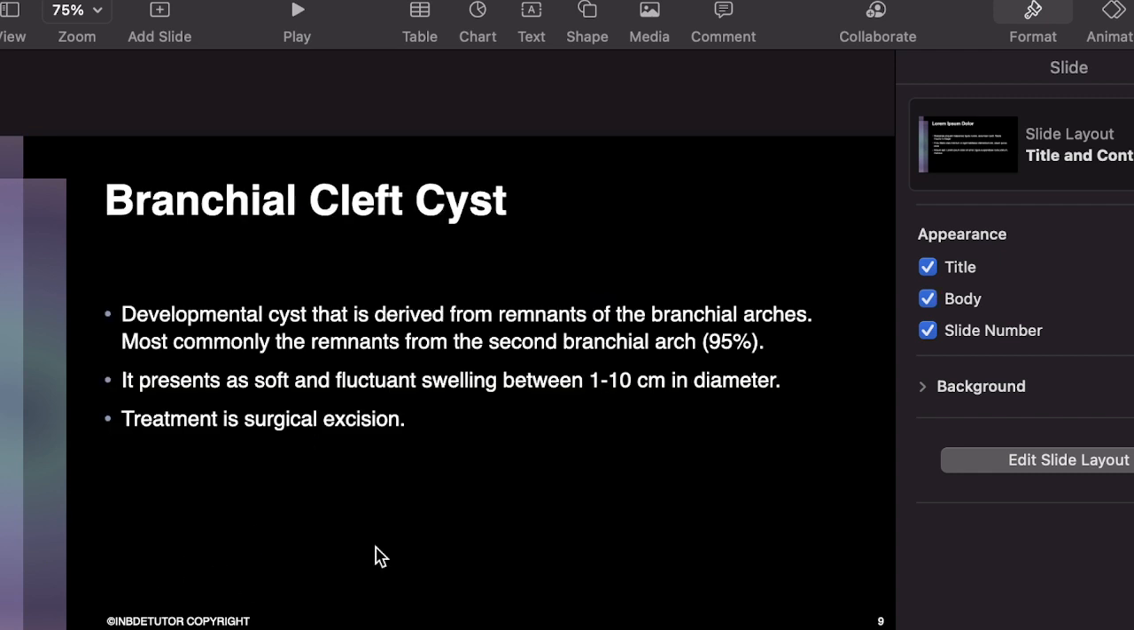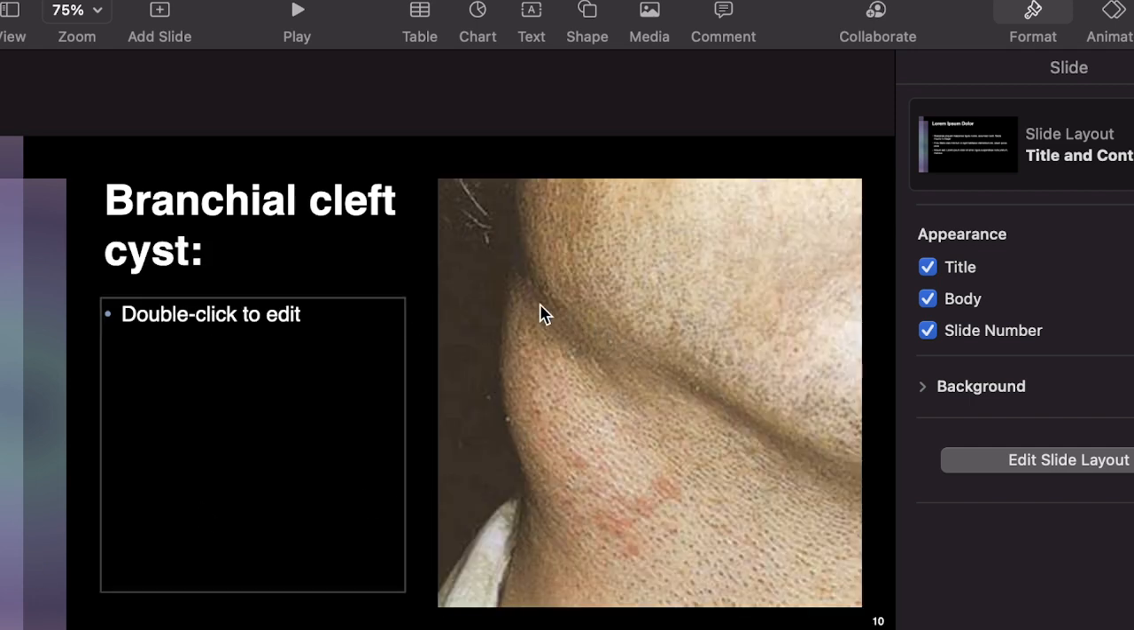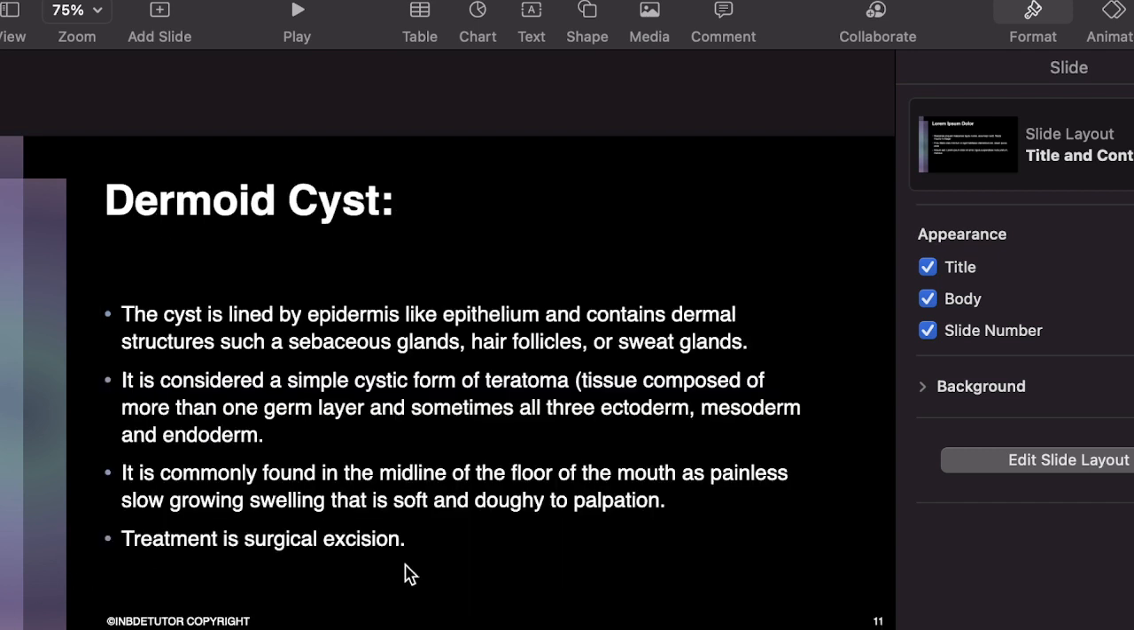The next one I'm going to talk about is the branchial cleft cyst. Again, before going ahead, I want to differentiate between the thyroglossal duct cyst and the branchial cleft cyst. Again, it's the location. Thyroglossal duct cyst is present in the midline of the neck, whereas branchial cleft cyst is present on the lateral side of the neck. So the branchial cleft cyst arises from the remnants of the branchial arches, more commonly from the second arch. Treatment is surgical excision. If you see the diagram, it clearly shows a swelling on the lateral part of the neck.